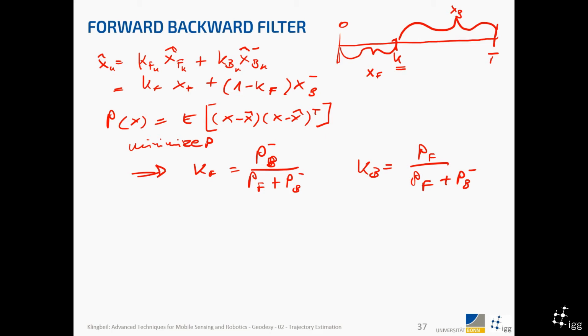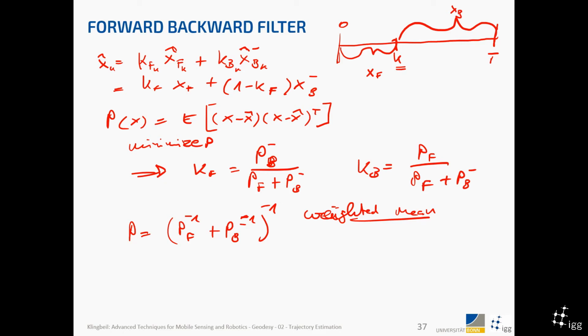Okay, and if you look at this, then this is basically a weighted mean of the forward filter and the backward filter. You can also calculate the covariance of this, and this is like written here. And this is also similar to a weighted mean. Okay, this is called a forward-backward filter.